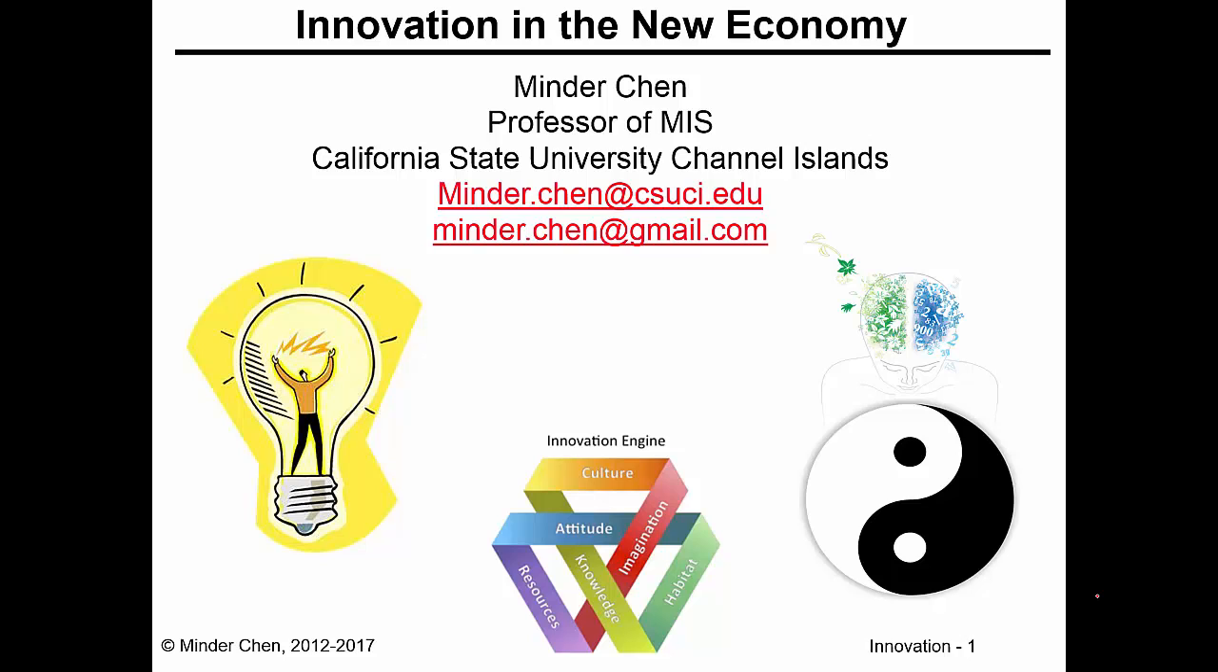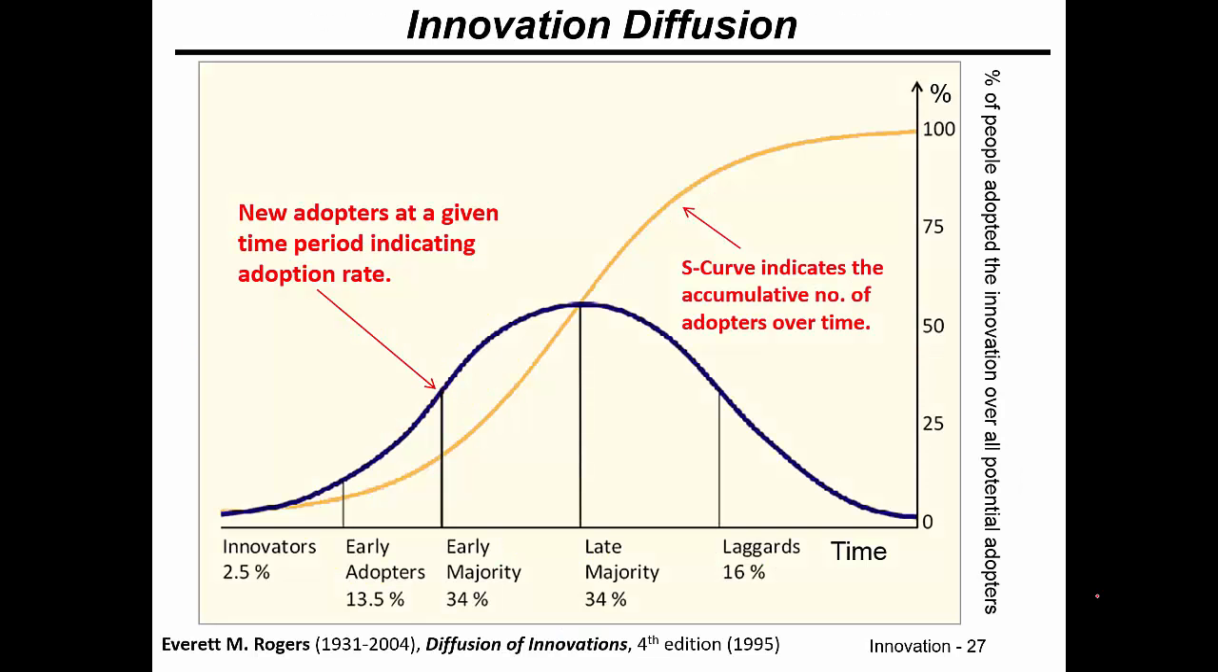Last time, we talked about some of the fundamental issues about innovations and different types of innovations. And today, we're going to talk about several innovation theories. The first one is Innovation Diffusion Theory by Everett Rogers. His theory is well documented in his book called Diffusion of Innovations. And I believe it is in its fifth edition now.